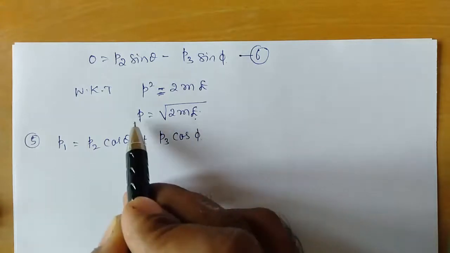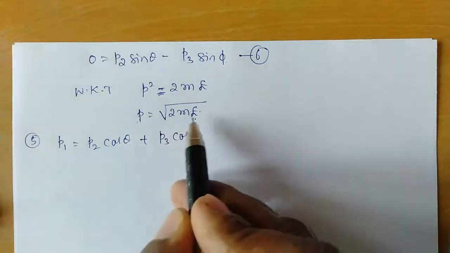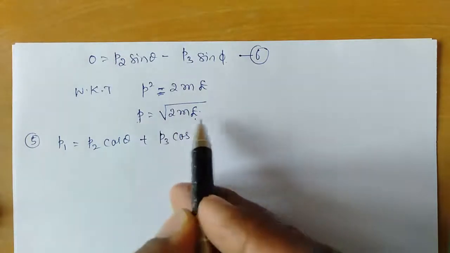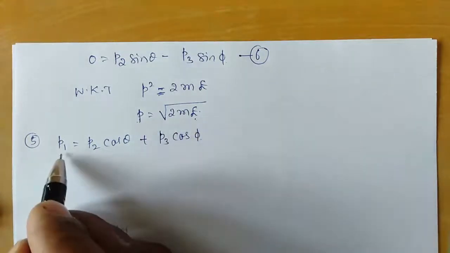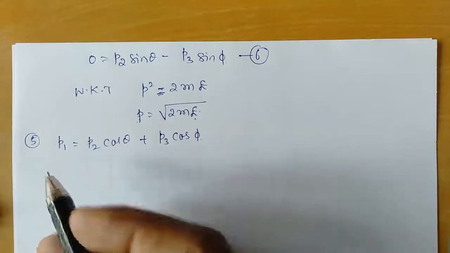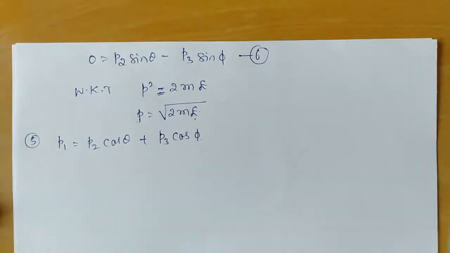So therefore I am converting this linear momentum into energy, or I am writing this momentum value in terms of energy. So substitute or convert equations 5 and 6 in terms of energy, then it will be easy for us to calculate the value of the residual nucleus.